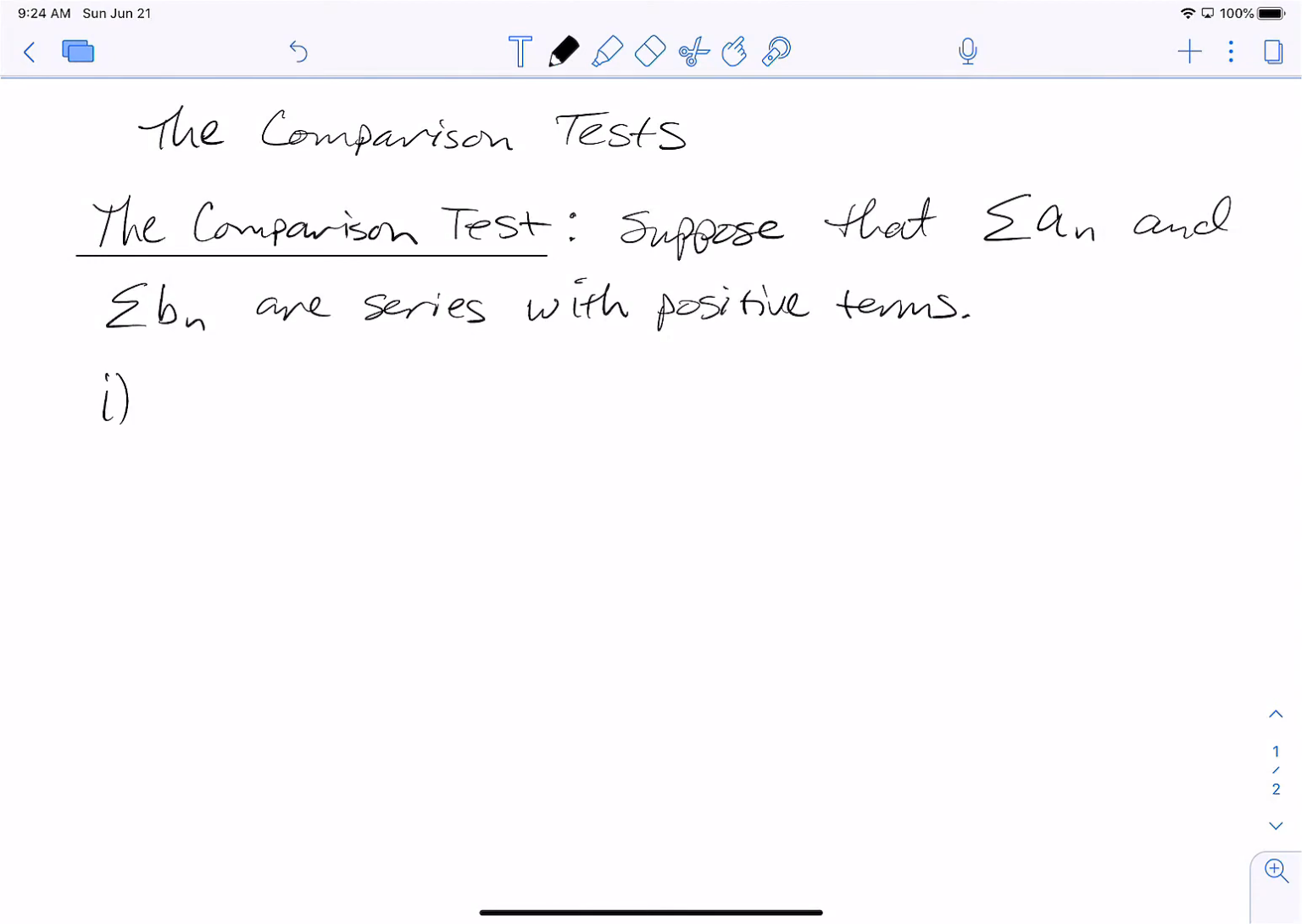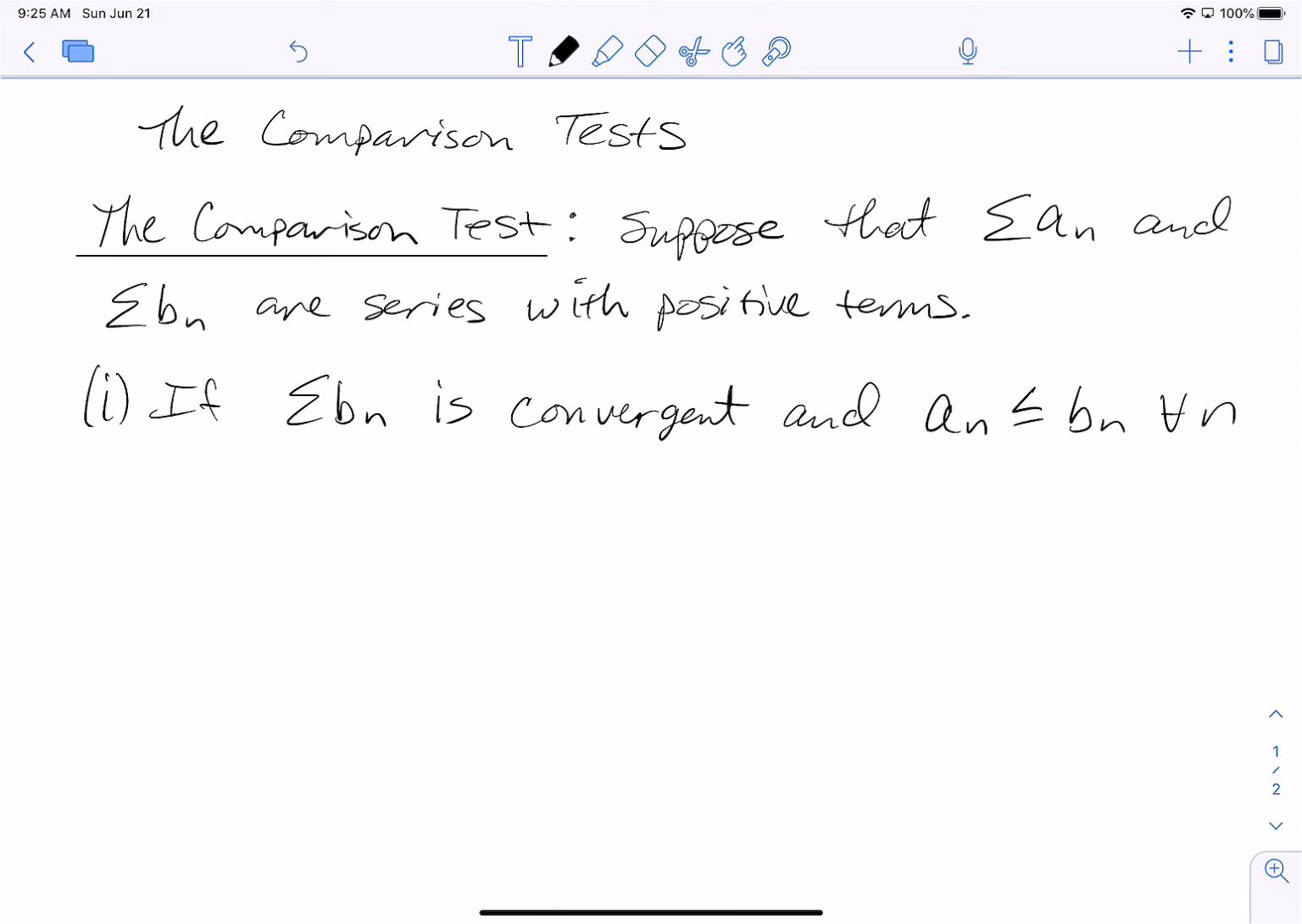We are going to make two statements here. One, if sigma b sub n is convergent, and a sub n is less than or equal to b sub n for all n, then sigma a sub n is also convergent. In other words, if the infinite series denoted by b sub n adds up to a finite number and all the a sub n's are smaller than b sub n, then a sub n is going to add up to a finite number as well. This is kind of like the integral comparison test you would have seen in the previous chapter.